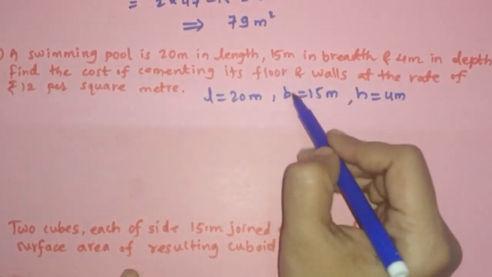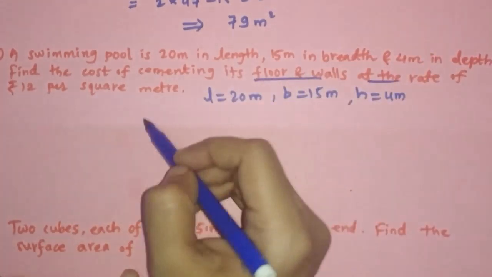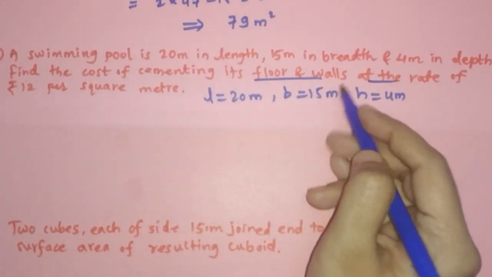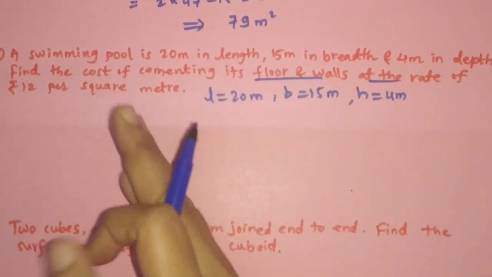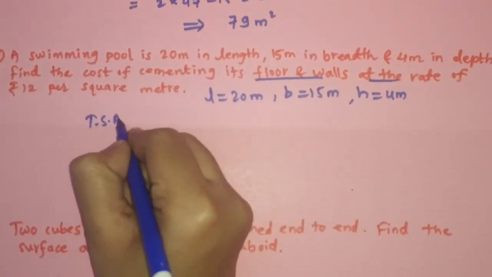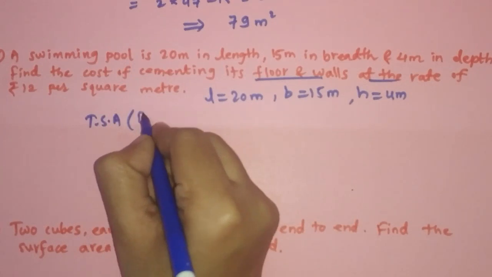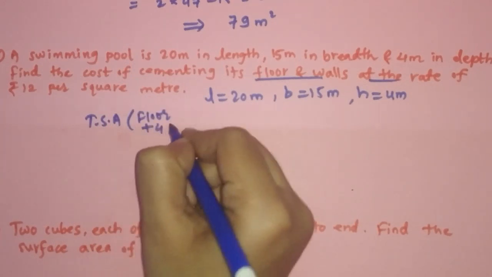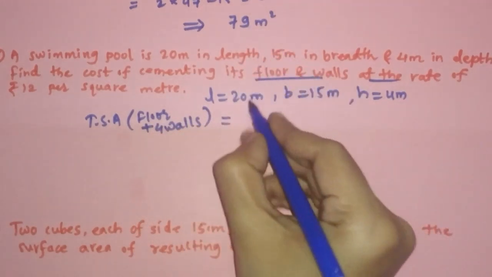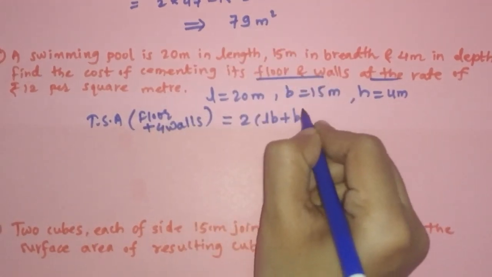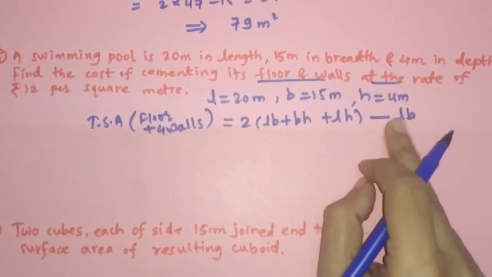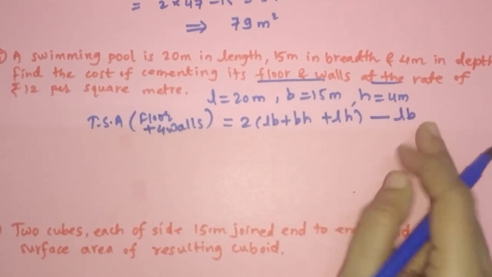Of course, we have to take 4 walls as well as the floor. As it is a swimming pool, there is no ceiling. So we'll again write down the total surface area, only floor plus 4 walls. So friends, we can write the formula 2 into (LB + BH + LH) minus LB. This minus is for the top.